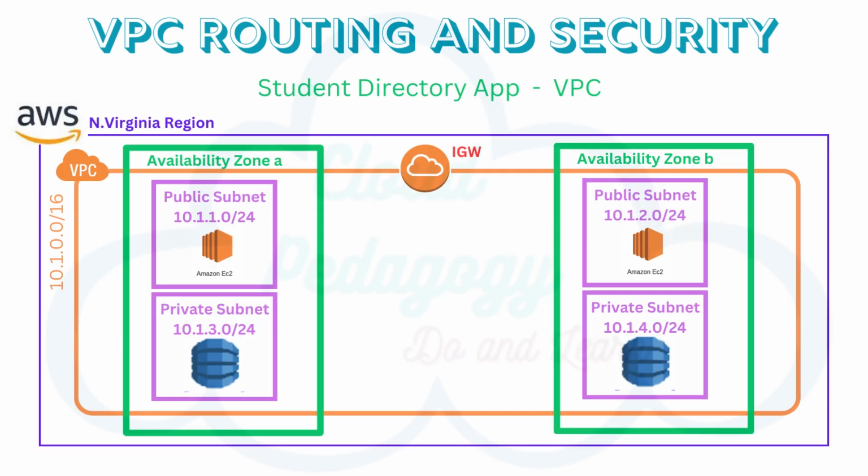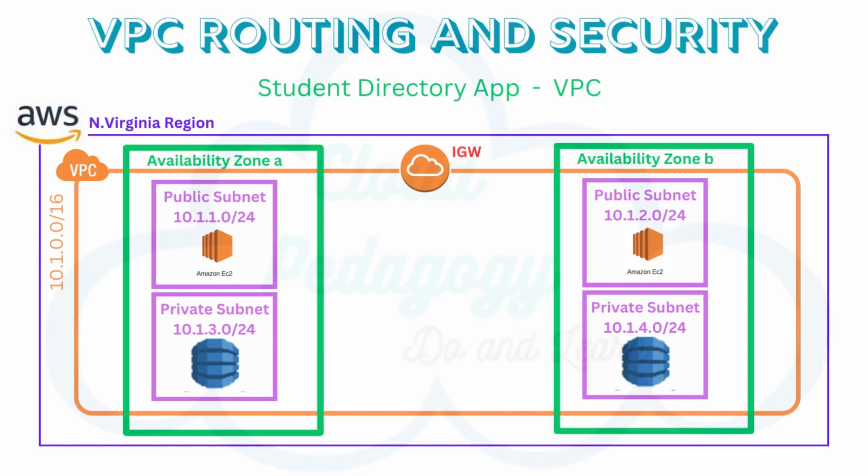Let's take a look at our current VPC state. In the last session, we left off with a VPC with an internet gateway attached to it. We also built additional resources to make sure our application was highly available. So now we have subnets, one public, one private in different AZs, for a total of 4 subnets. We also created an EC2 instance hosting our student directory application inside of the public subnet in AZ A.